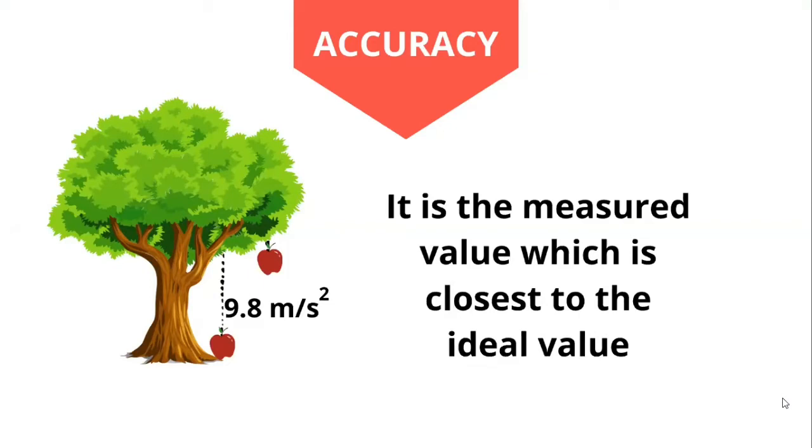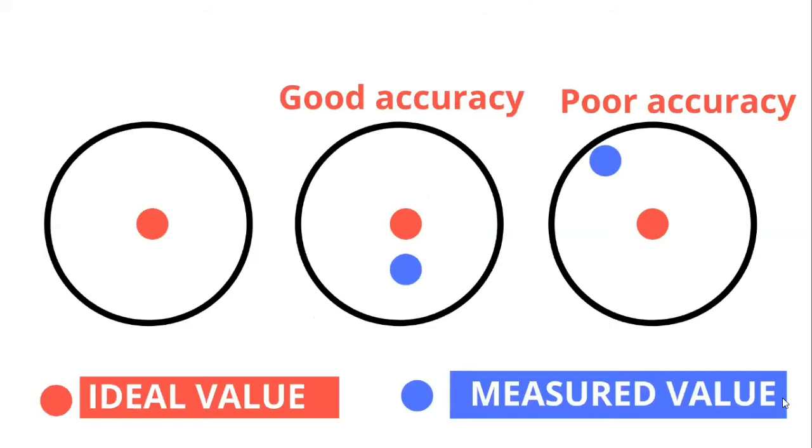So in case of gravity, the ideal value is 9.8 meter per second square, right? So it is the measured value which is closest to the ideal value. While doing the experiment, you will be getting a value that is closer to 9.8, right? So that means your value is accurate.